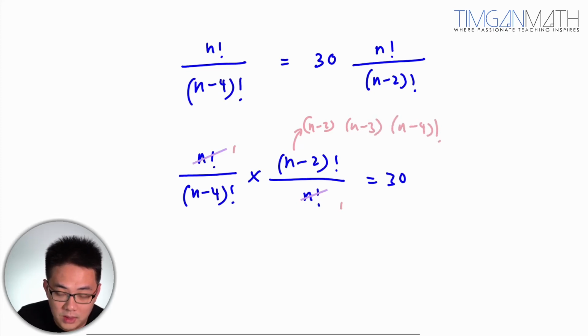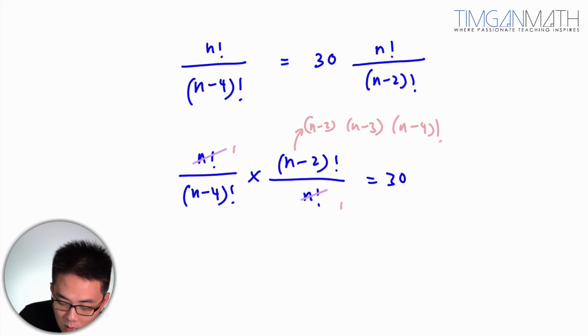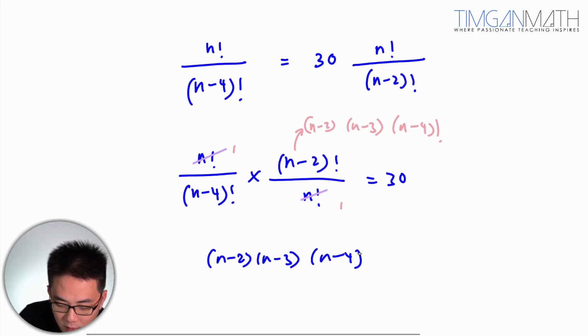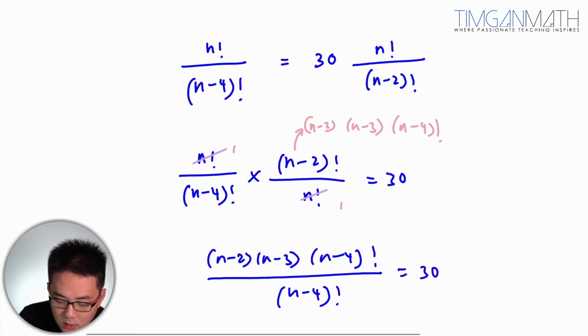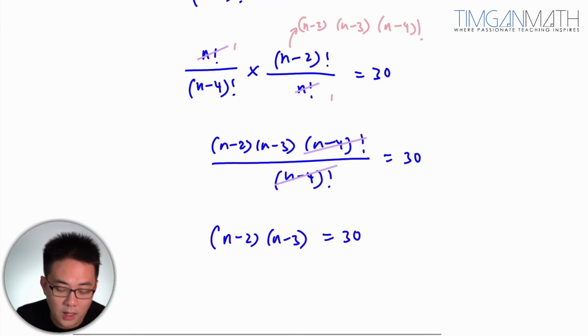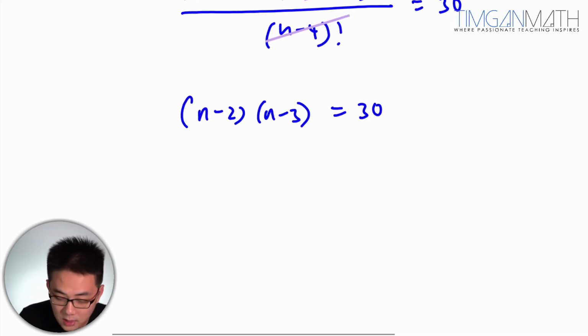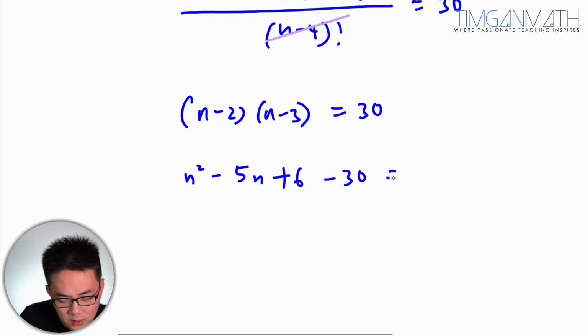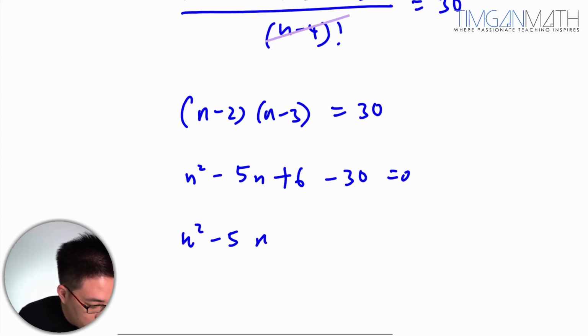The one on top could be simplified, right? So from here, what we get is actually n minus 2, n minus 3, n minus 4 factorial over n minus 4 factorial. Alright, so once this is done, we could actually just cancel this n minus 4 factorial here, and this becomes n minus 2 times n minus 3 equals 30. You're just going to solve this quadratic equation here. So n squared minus 5n plus 6 minus 30 equals 0. n squared minus 5n, 6 minus 30 would be negative 24.